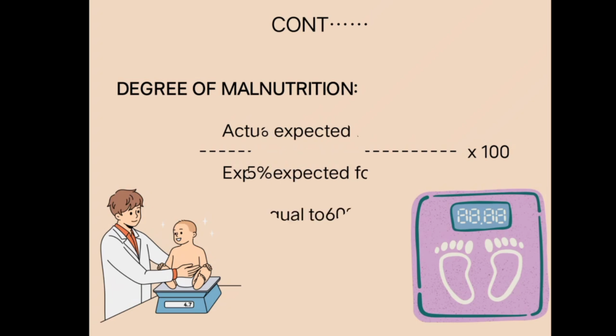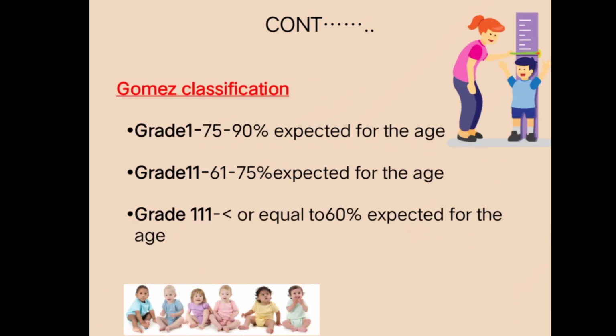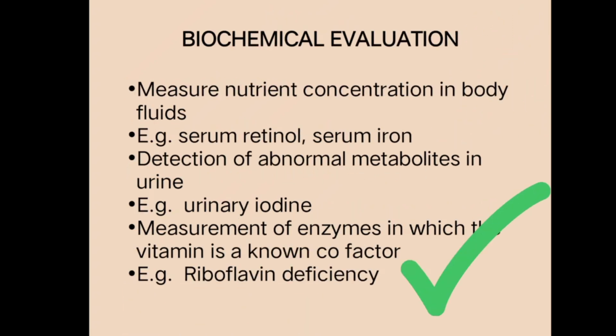So here we will be seeing the Gomes classification. If a child falls between 75 to 90% expected for the age, they come under grade 1 malnutrition. If they are from 61 to 75, it is grade 2 malnutrition, and less than or equal to 60 is grade 3 malnutrition. So by applying the degree of malnutrition formula, we will come to know the percentage, and that percentage will be correlated with the Gomes classification.